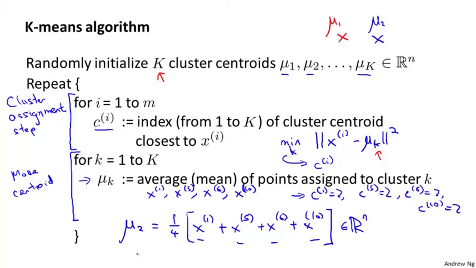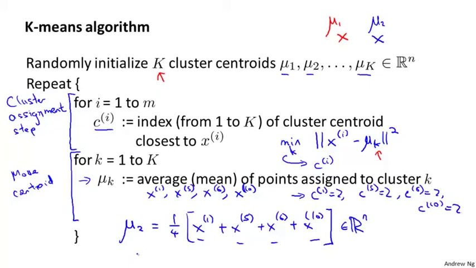One thing I've sometimes been asked is, here we said let mu k be the average of the points assigned to that cluster, but what if there's a cluster centroid with 0 points assigned to it? In that case, the more common thing to do is to just eliminate that cluster centroid, and if you do that, you end up with K-1 clusters instead of K clusters. But sometimes if you really need K clusters, then the other thing you can do if you have a cluster centroid with no points assigned to it is to randomly reinitialize that cluster centroid.